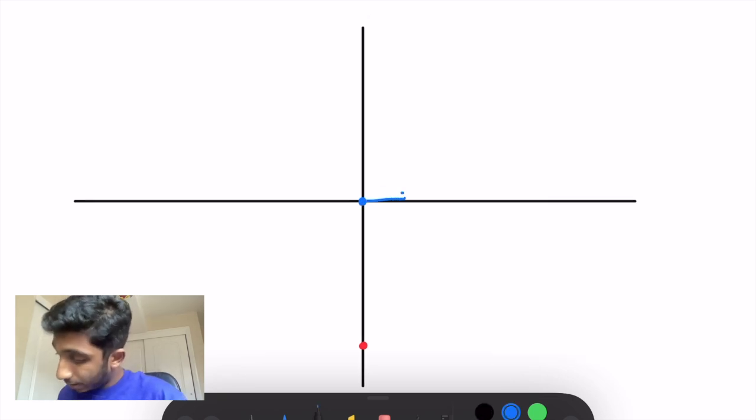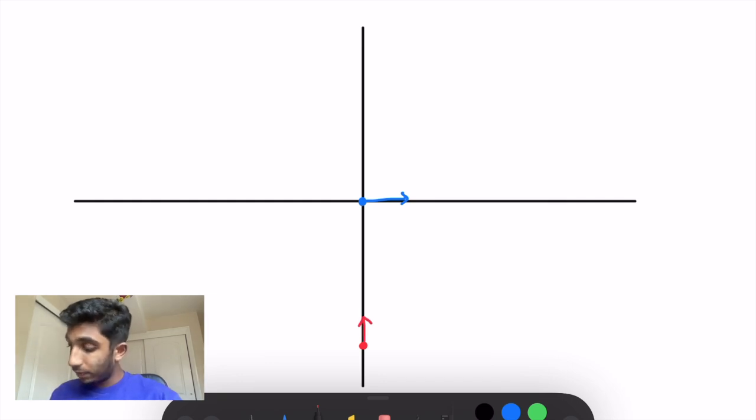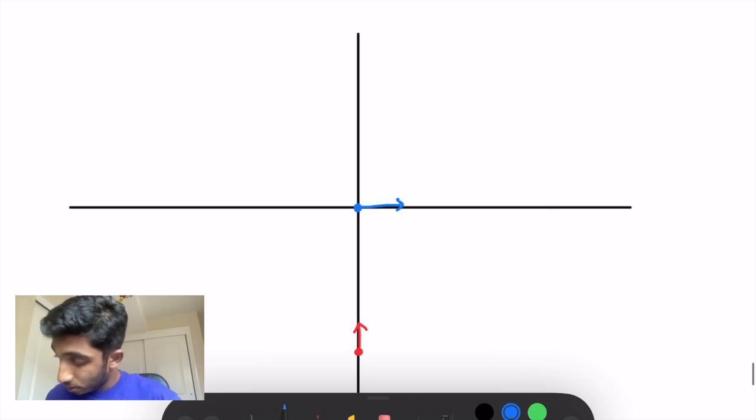On the other hand, our cop, the red dot, is actively trying to take down the robber. It aims its velocity at where the robber is. In this case, its velocity is aimed towards the robber, upwards. However, if the robber happened to be over here, then the cop would be pointing its velocity over there. So that is the setup of the problem.